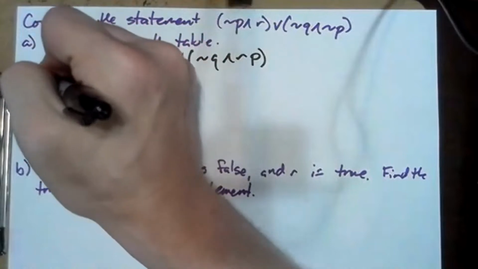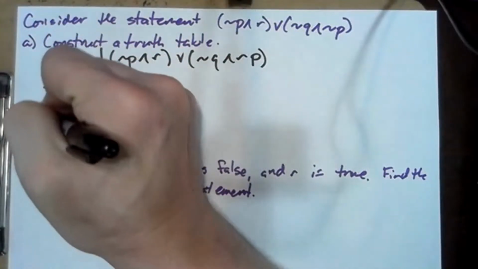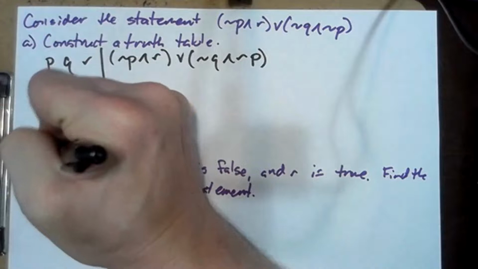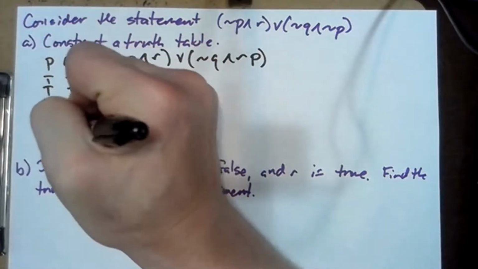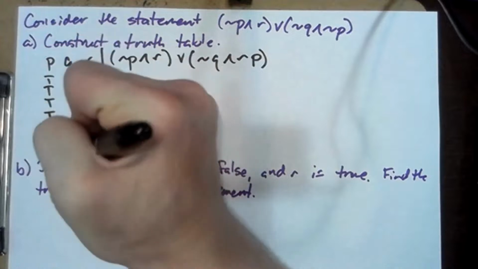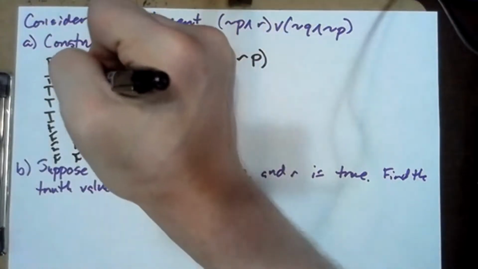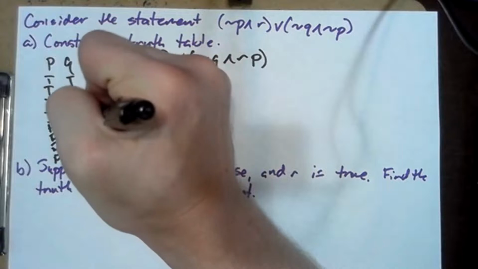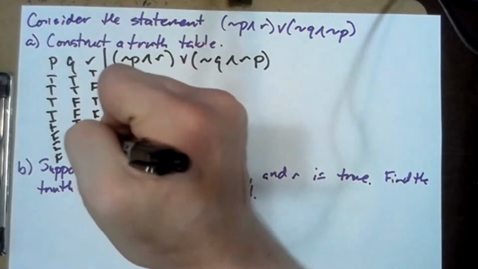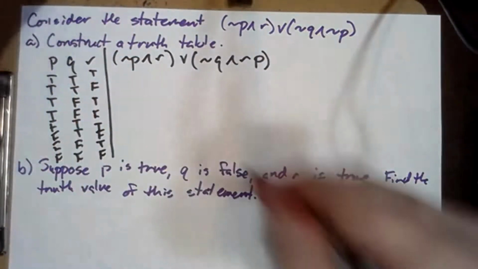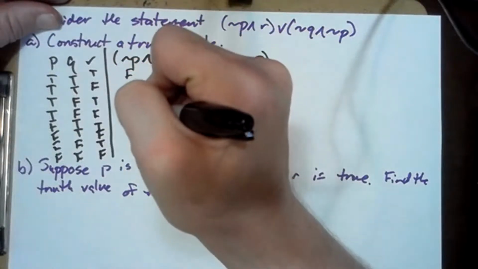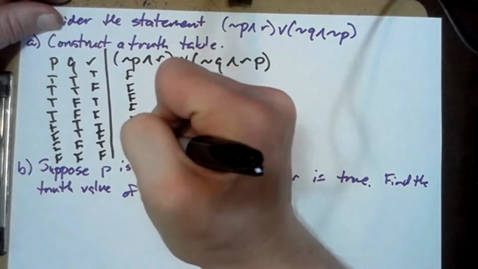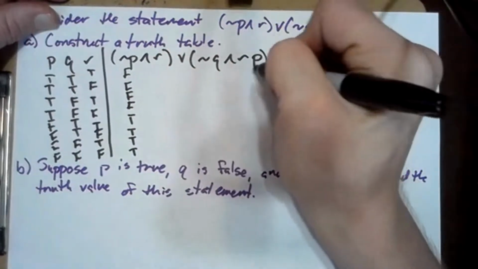And we fill in here: true, true, true, true, false, false, false, false; true, true, false, false, true, true, false, false; true, false, true, false, true, false, true, false. Okay, so not P goes false, false, false, false, true, true, true, true. Same over here.